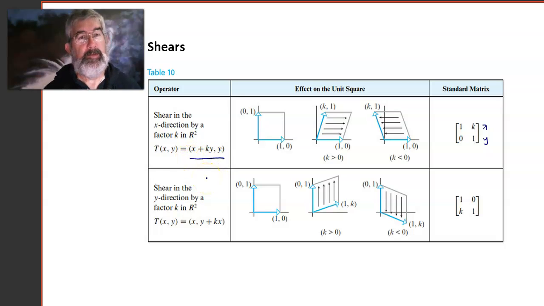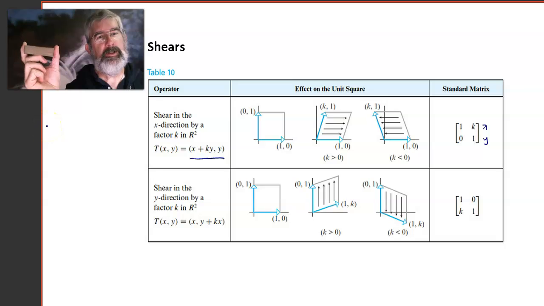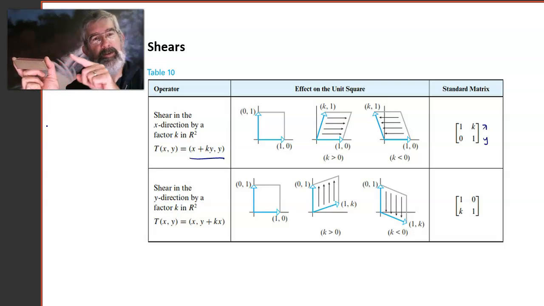Now, the effect is essentially a deck of cards. So here's my deck of cards. Think of the origin as being this corner right here. The effect of this shear is that each card gets shifted a little bit over with respect to the card below it. They're all shifted the same amount incrementally each time. But that means the top card got shifted over quite a bit more than the bottom card did.